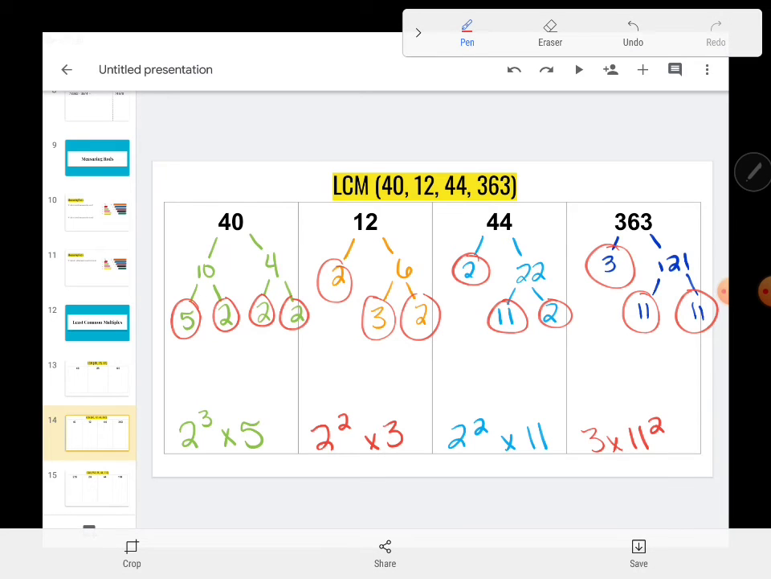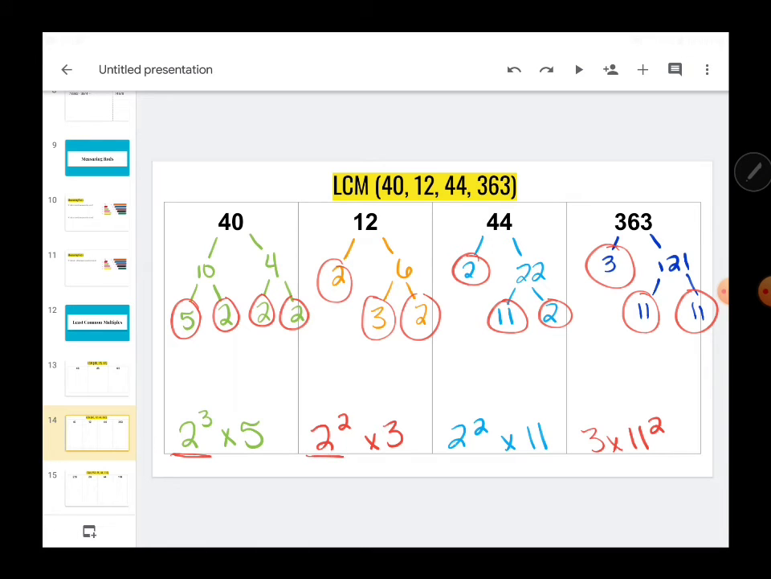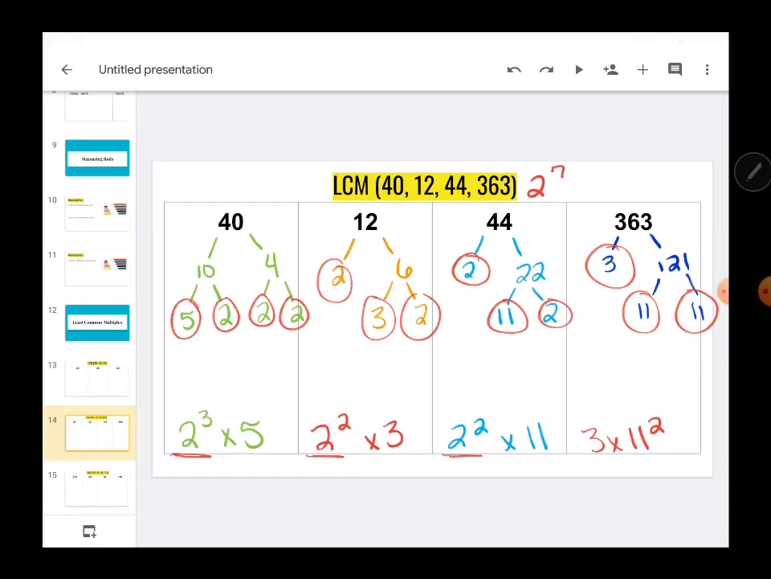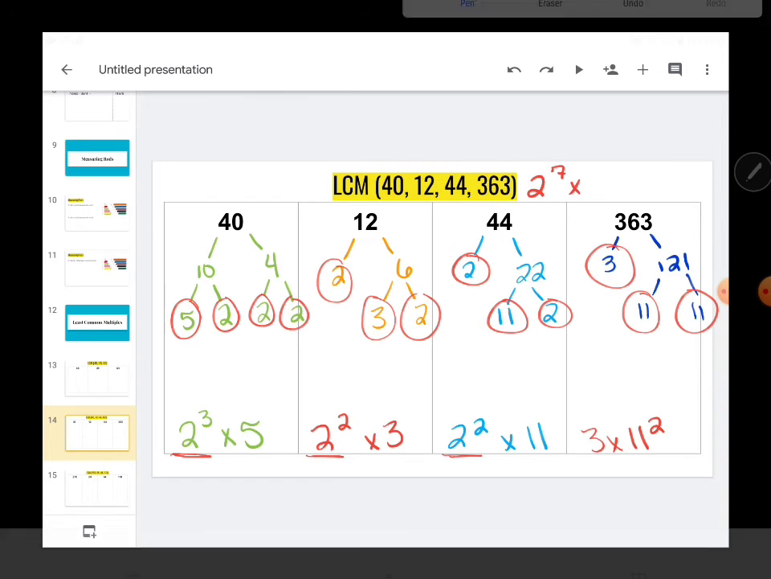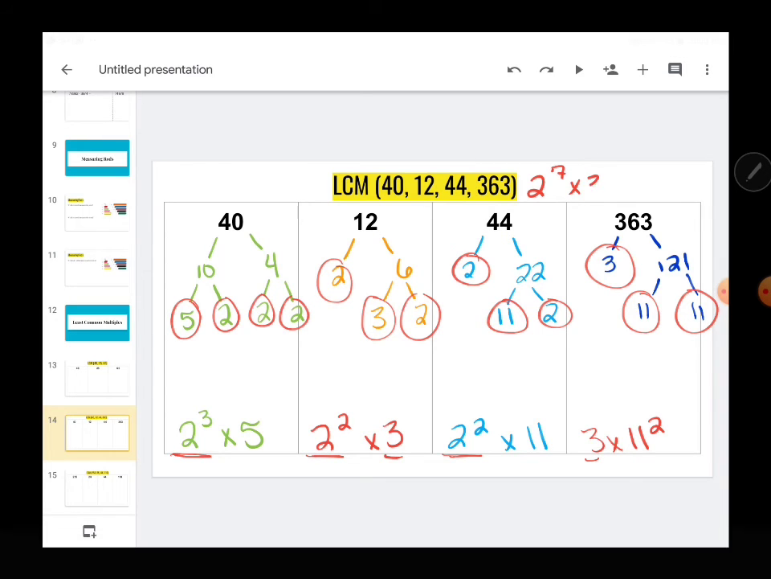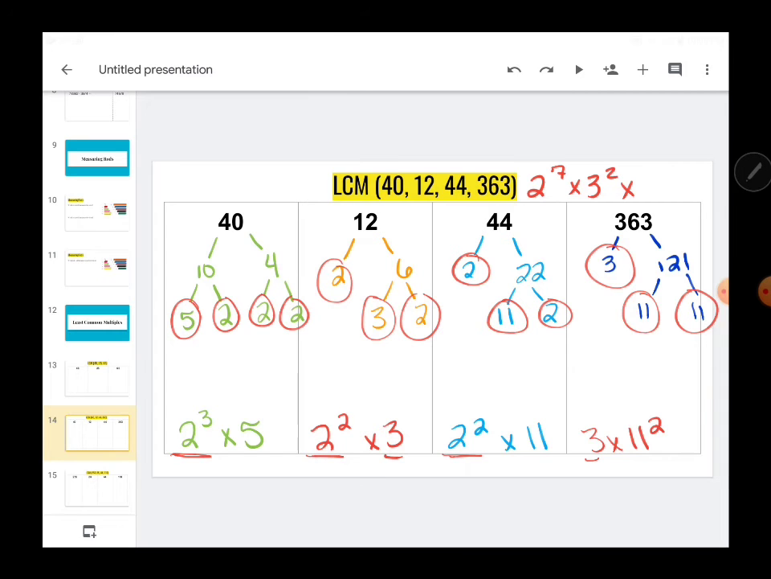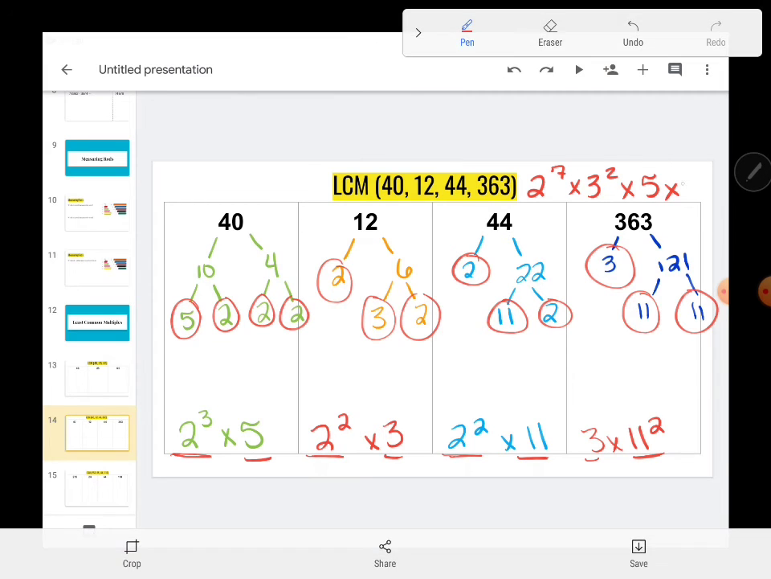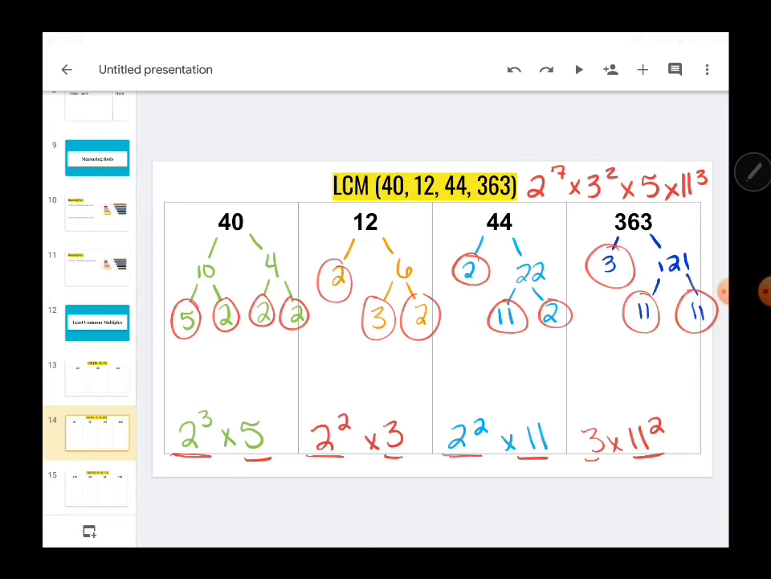Now, for the fun part, we're going to write our problem at the top. We'll notice that we have 2 right here, 2 right here, and 2 right here in our problem. So we can combine all of those to where we'll have 2 to the 7th power. Then we have 2 3's right here. We'll combine those, and then we'll have 3 to the second power. Then we'll have our 5, just normal 5. And then we have 1, 2, 3, 11s all together. So it'll be 11 to the third power.